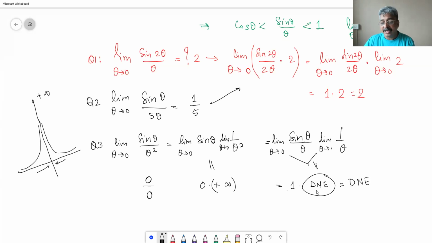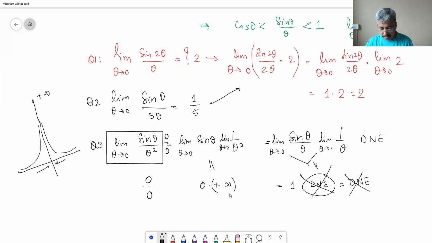What I am trying to say is, does not exist into 1 is does not exist means we cannot say anything about the limit and we really do not know what it is. Therefore, this way also splitting it gives us the answer does not exist, and therefore even if it is 0 upon 0 form, answer is does not exist.